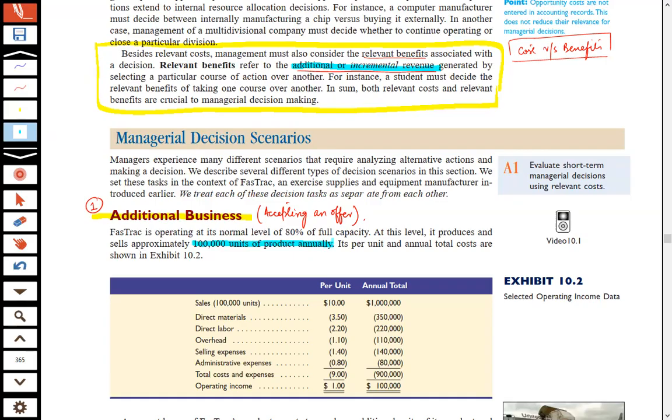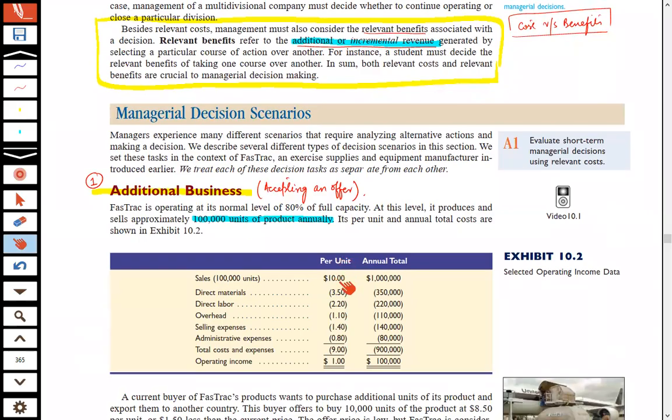Its per unit and annual total costs are shown in Exhibit 10.2. This is Exhibit 10.2. The data shows sales of 100,000 units, per unit is 10, annual is 1 million. Direct material, direct labor, overhead, selling expenses, administrative expenses, total cost and expenses, all are given. This is the selling price. These are the total costs and expenses. So this minus this will be our operating income, the profit. And this is the total profit on the 100,000 units. $1 per unit will be 100,000.